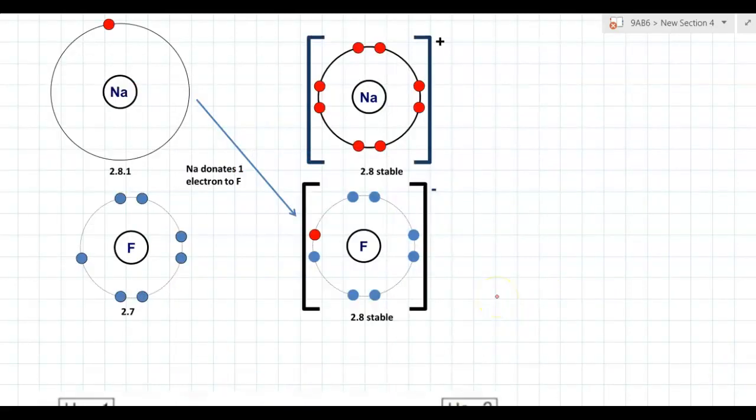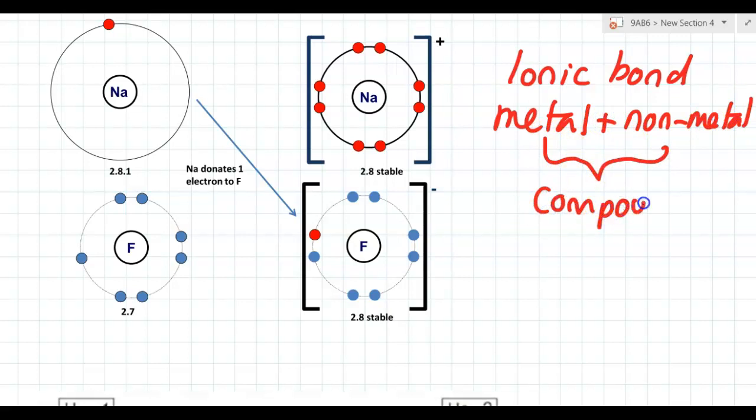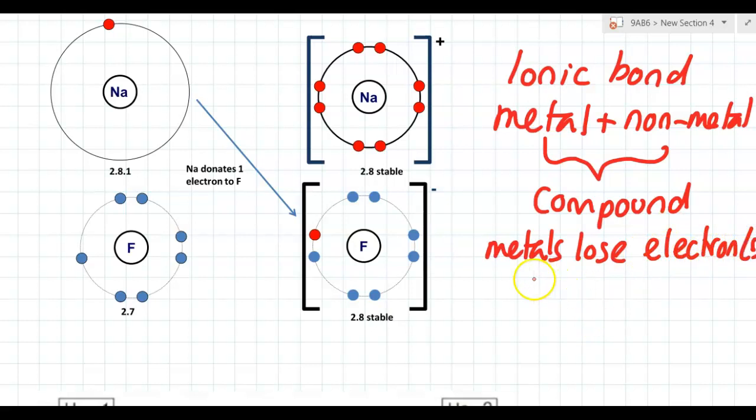Key facts: an ionic bond is between a metal, in this case sodium, and a non-metal. So if you've got a compound made of a metal that has joined to a non-metal, that compound is joined together with an ionic bond. Remember our rules: metals lose electrons. Losing is positive. Metals make positive ions.